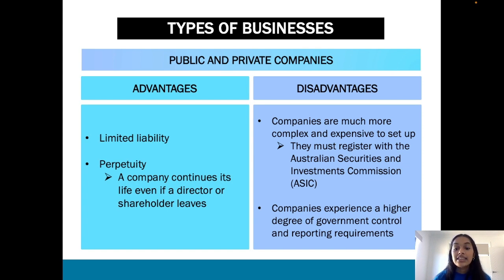Disadvantages is that compared to sole trader and partnership, it is a lot more complex and expensive to set up, and they must register with the Australian Securities and Investment Commission. So there's a lot more legal requirements that they have to sort of consider and follow since they are a much bigger corporation. Companies experience a higher degree of government control and reporting requirements. So really making sure that they're publishing annual reports, financial reports, and making that publicly available. So there's, again, more legal requirements, more reporting requirements that they have to follow.